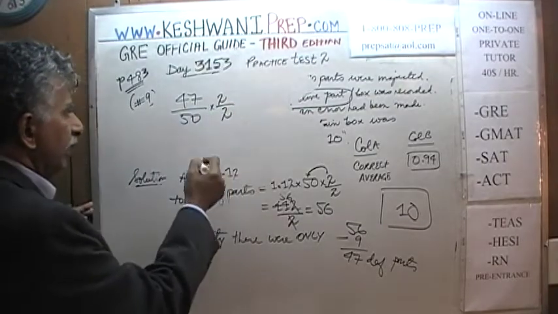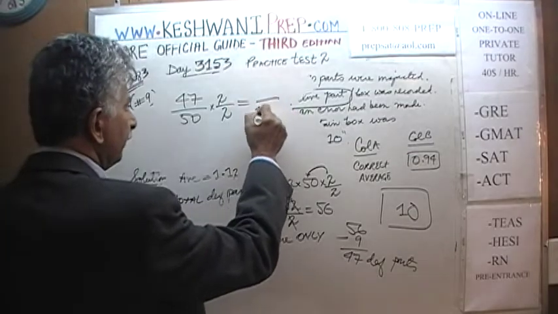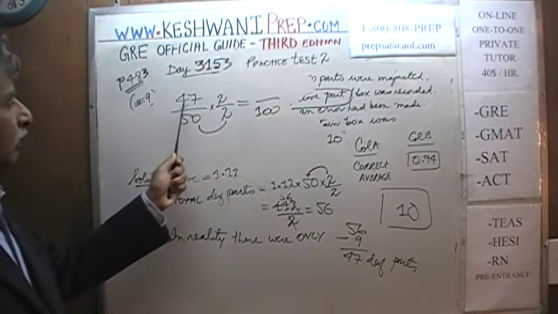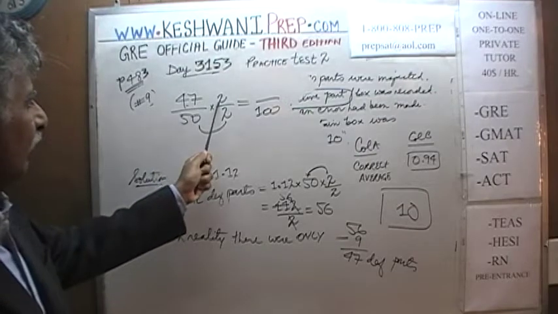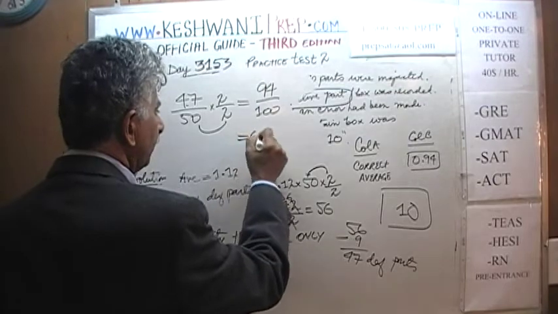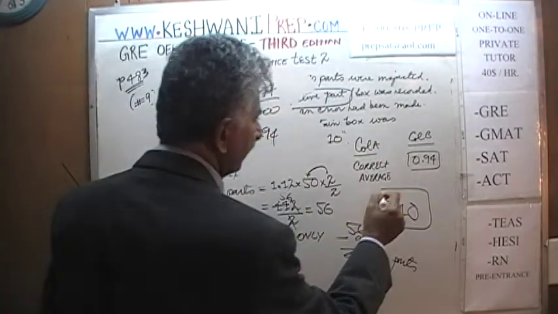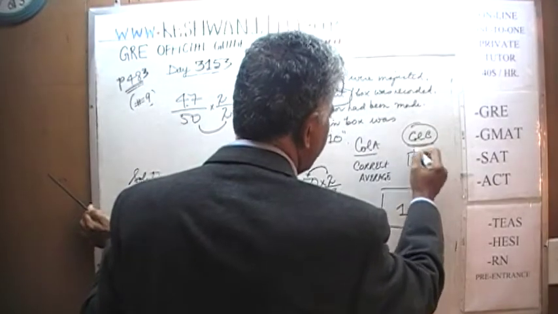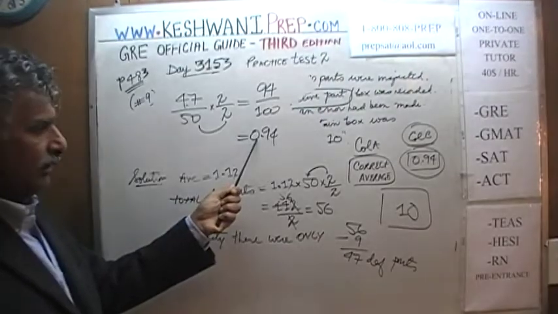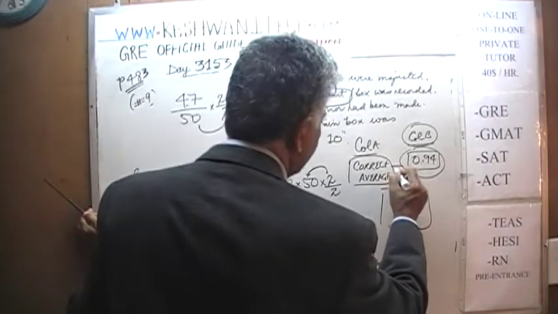When you multiply top and bottom by 2, at the bottom you're going to end up with 100, which was the whole point. 47 times 2: 40 times 2 is 80, and 7 times 2 is 14. 14 plus 80 is 94. 94 over 100 is 0.94, which is exactly what they give us in column B. In column B, they have 0.94, and we just found out that the correct average is 0.94 also. Therefore, the two quantities are equal.